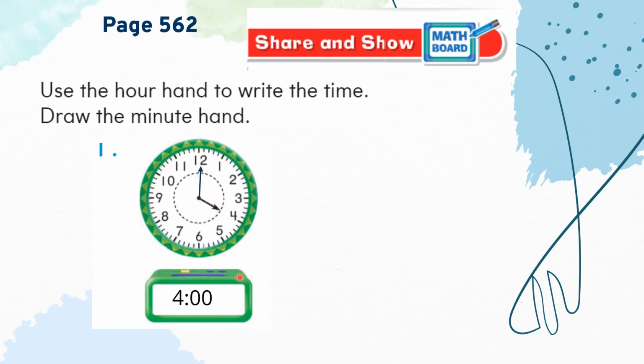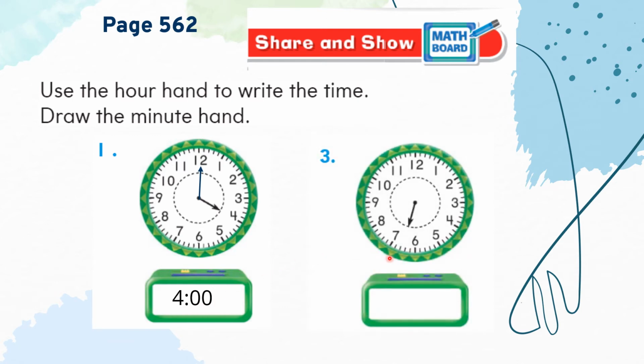Next we have to write down the time on a digital clock. So we write it like this. We have a 4 and then 00 for minutes, because it is exactly 4 o'clock and there are 0 minutes, 4 hours and 0 minutes. It's 4 o'clock.